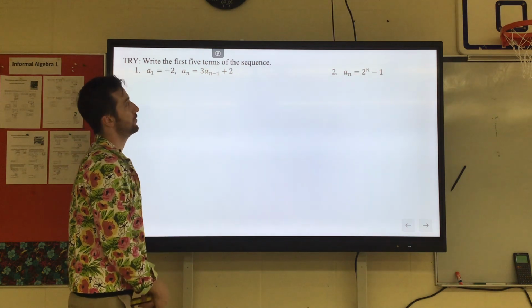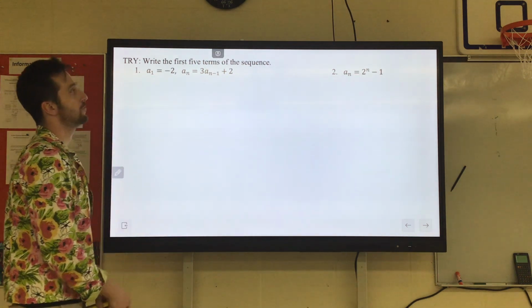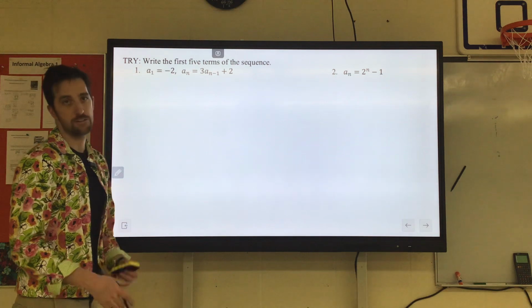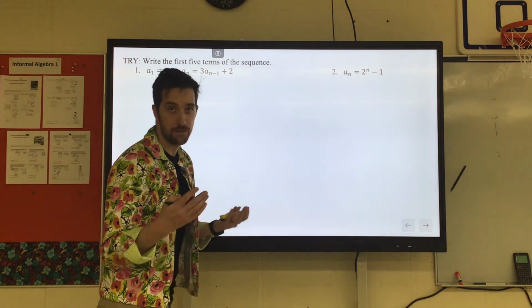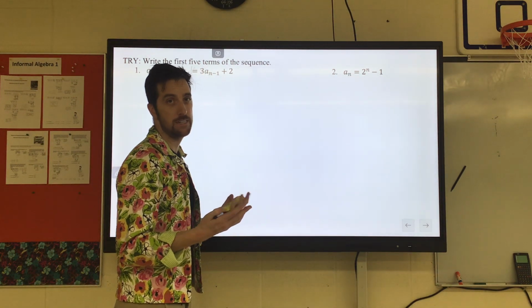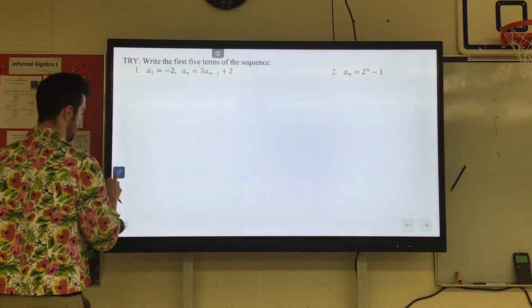So there's a couple for you to try here. It says write the first 5 terms of each sequence. So I would recommend pausing here, check back in when you're done, and see if you got the same things.